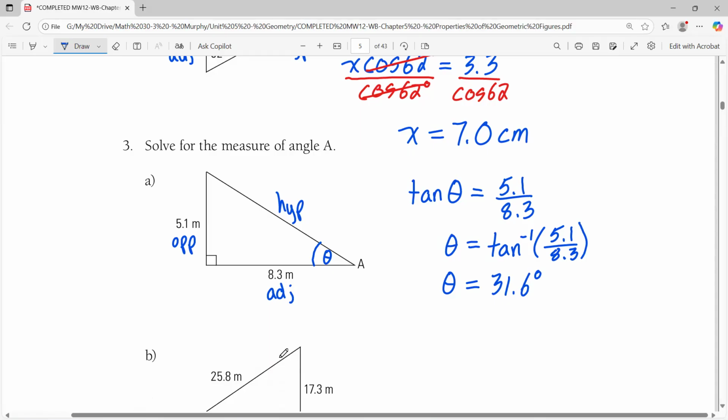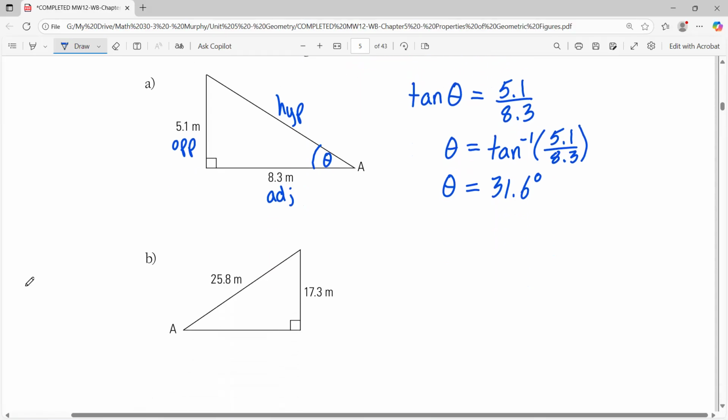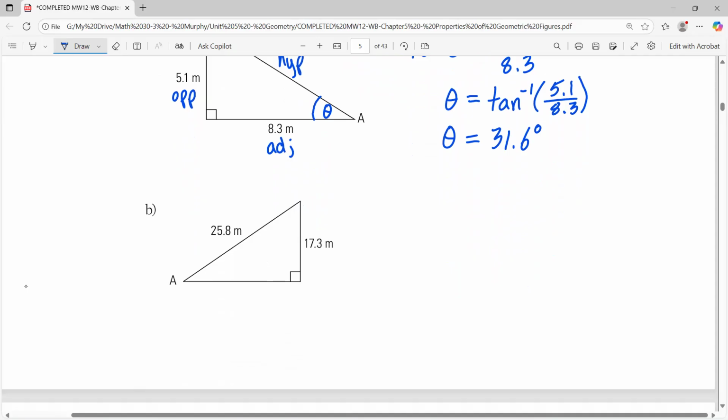Okay, B. We are looking for this angle over here. So we have opposite, and we got hypotenuse. We don't have adjacent. So we are doing sine. So sine theta. I'm just using theta because that's the unknown. Opposite, 17.3 over hypotenuse, 25.8.